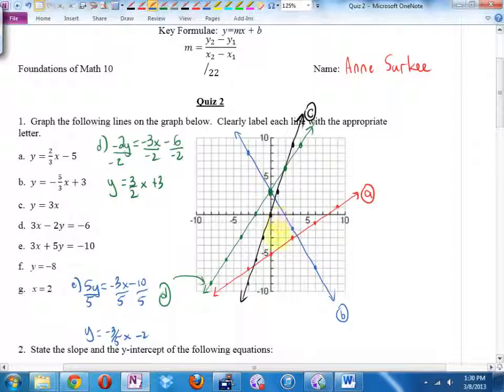It's got a y-intercept of -2, and then it's down 3, over 5. Down 3, over 5. Back 5, up 3. Is that correct, folks? People nodding?